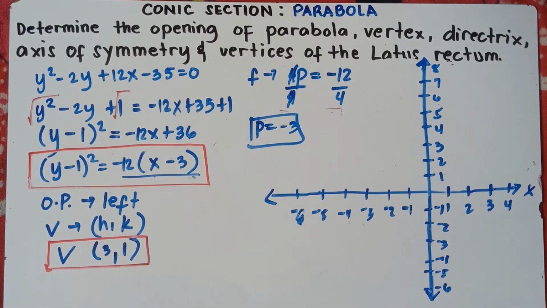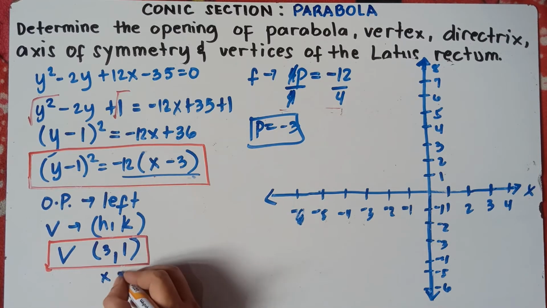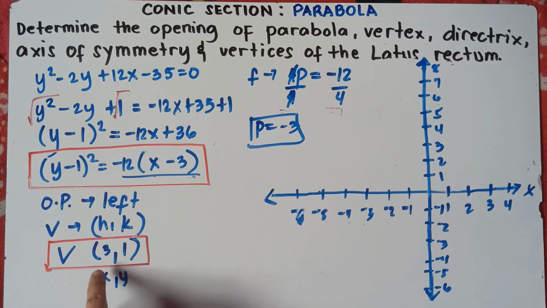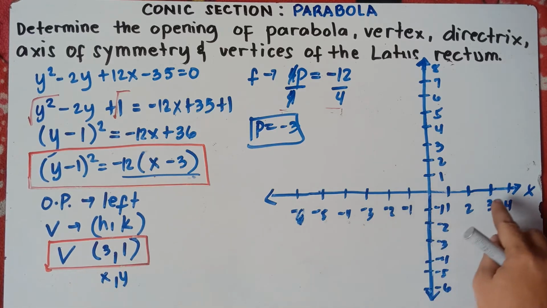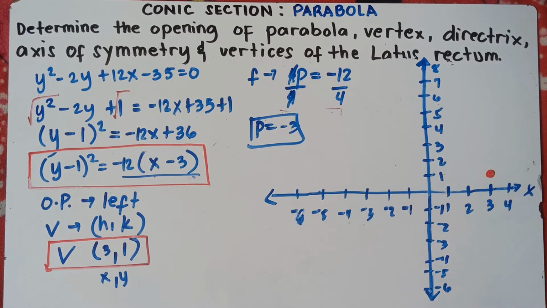Starting from the vertex, we have 3 and 1. So once again, for the vertex HK, this will be XY, class. Therefore, positive 3 for x, positive 1 for y. So this will be your vertex. Now once you get your vertex, you can plot your focus.